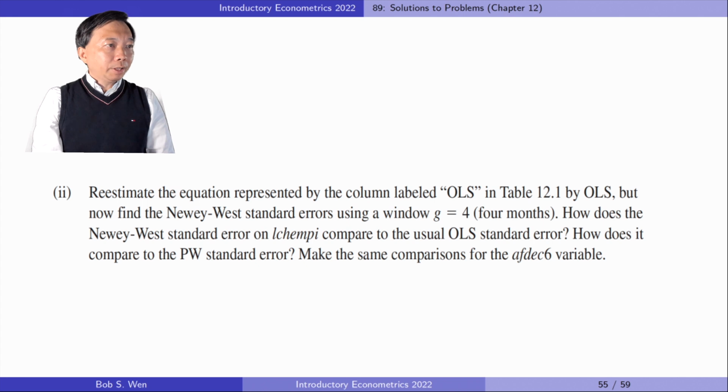In part 2, re-estimate the equation represented by the column labeled OLS in table 12.1 by OLS, but now find the Newey-West standard errors using a window G equals 4. How does the Newey-West standard error on the log chemical production index compare to the usual OLS standard error? How does it compare to the Prais-Winsten standard error? Make the same comparison for the after decision variable.